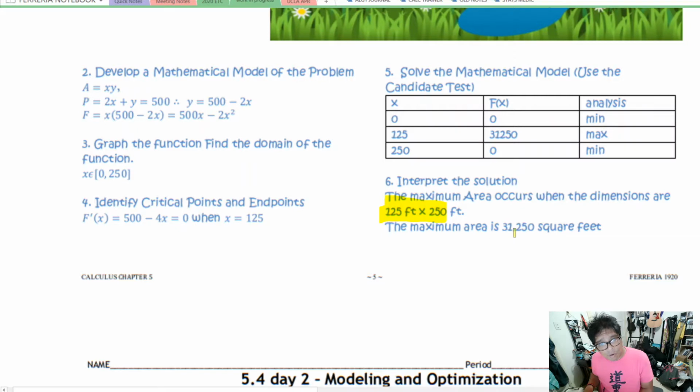The maximum area is 31,250 square feet. I am partial to you writing out square feet and not putting a feet to the second power. Save that for the physics guys.